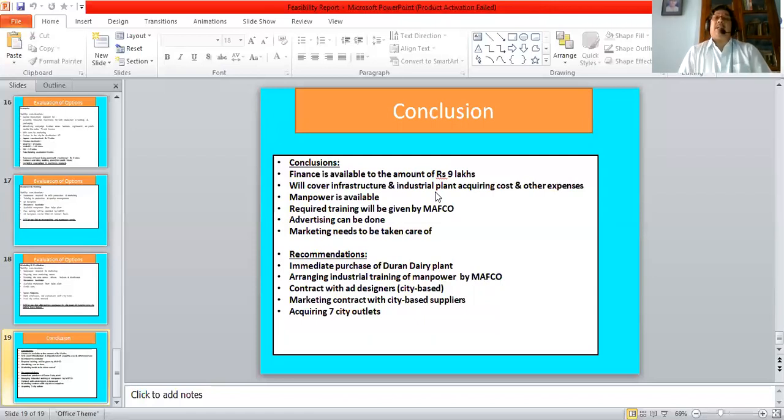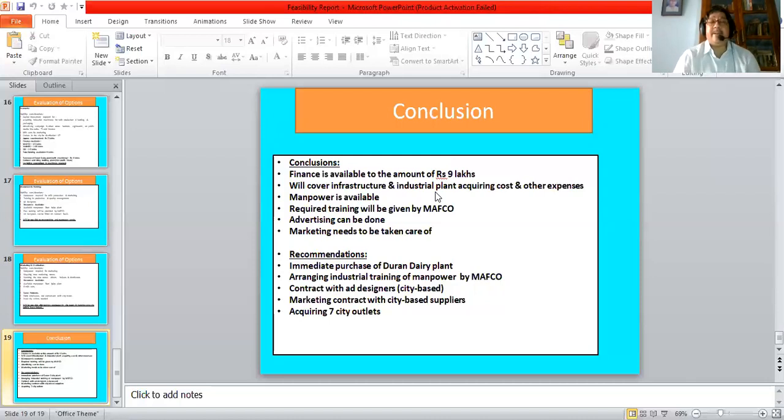Now, the conclusions are like this. The finance is available to the amount of rupees 9 lakhs. It will cover the infrastructure and industrial plant acquiring costs and other expenses. The requisite manpower is available, only they have to be trained. And required training will be given by MAFCO, which is the Farmers Cooperative, as I have said. And a lot of advertising can be done, and marketing needs to be taken care of.